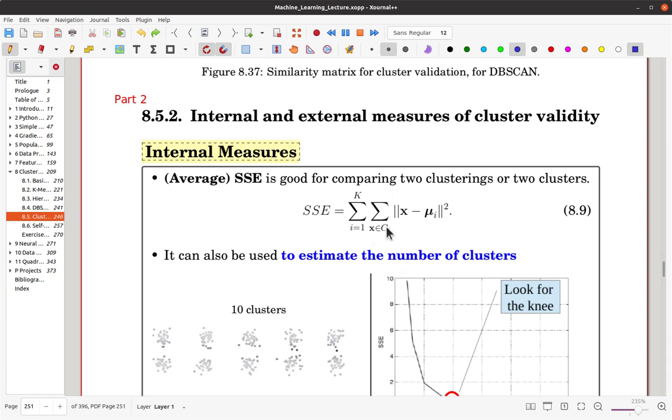Now, look at this portion. That is now the sum from each cluster. So that portion is the within-cluster variance. So SSE is the sum of within-cluster variances. It can be used to estimate the number of clusters.